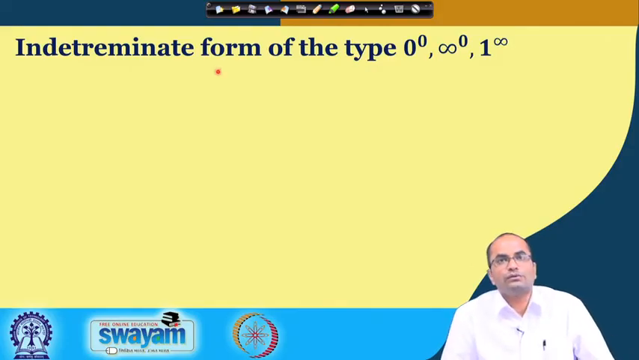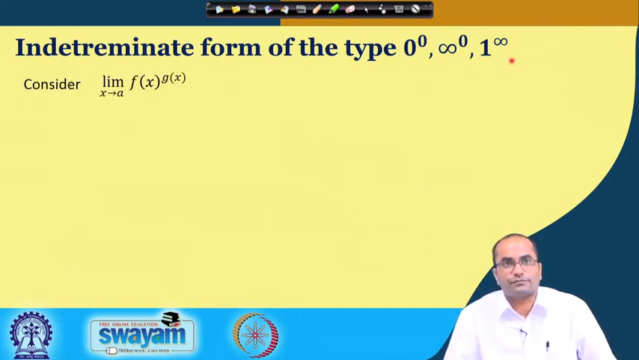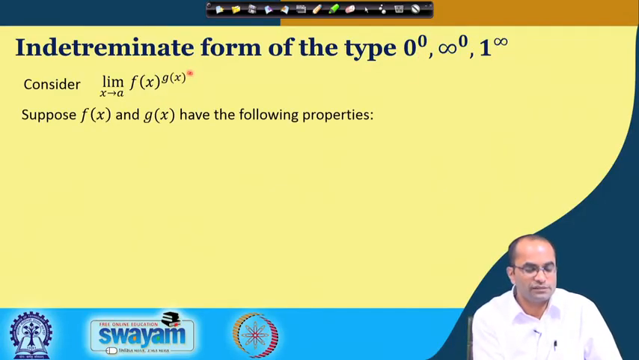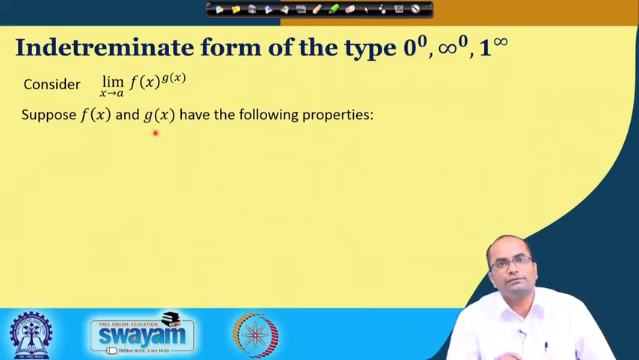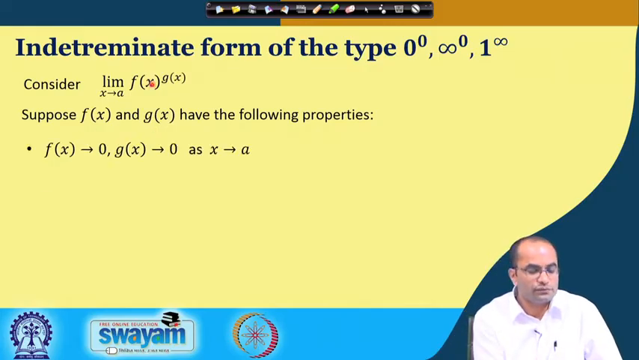Now, we will move to the indeterminate forms of the type 0 power 0, infinity power 0 and 1 power infinity. All these types of limits we can handle all together. So, we consider this f(x) power g(x) as x goes to a, and suppose this f(x) and g(x) have the following properties. The first one: f(x) goes to 0 and g(x) goes to 0. So, we have this limit here as 0 power 0.